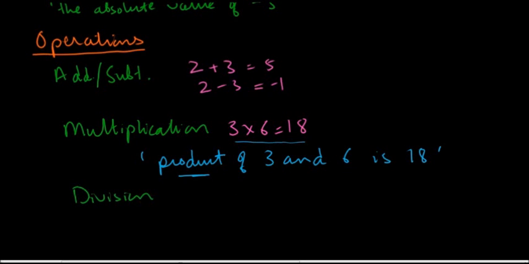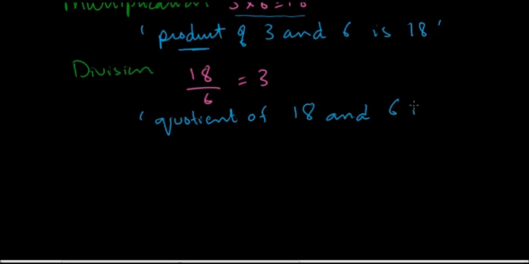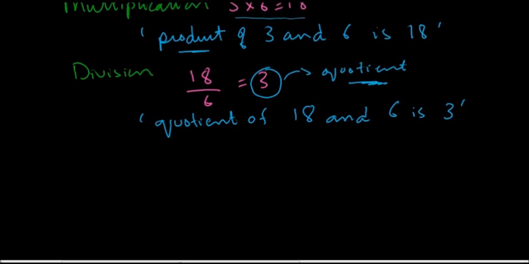Okay, let's look at division now. Okay. Division is when you divide one number by the other. So let's say we take 18, we divide 18 by 6 and you get 3. Now GRE would write this in words this way: quotient of 18 and 6 is 3. Okay, so this number is known as the quotient of your division process. So this is very important. You'll see this word a lot, and it will be very good to know this terminology.